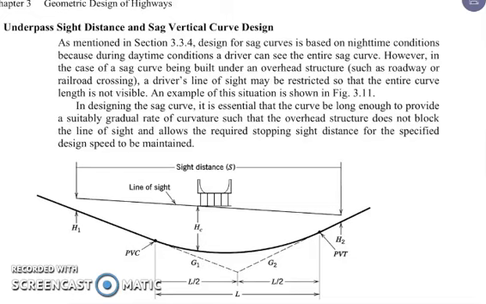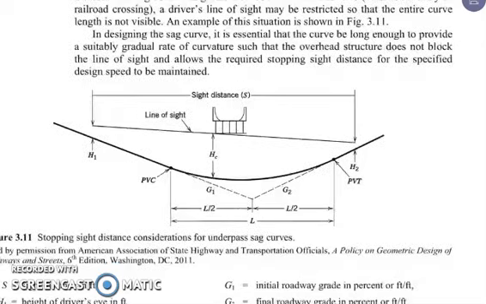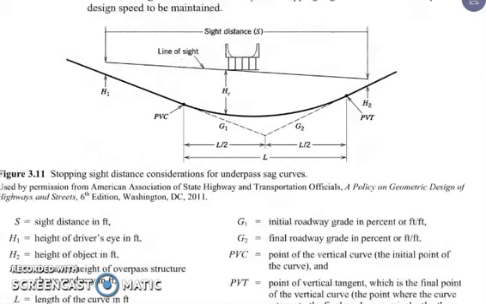So we have here an illustration for our stopping sight distance consideration for underpass sag curve. In the design of the sag curve, it is essential that the curve be long enough to provide a suitably gradual rate of curvature such that the overhead structure does not block the line of sight and allows the required stopping sight distance for the required design speed to be maintained. So we have here the illustration for our SSD consideration for underpass sag curve.